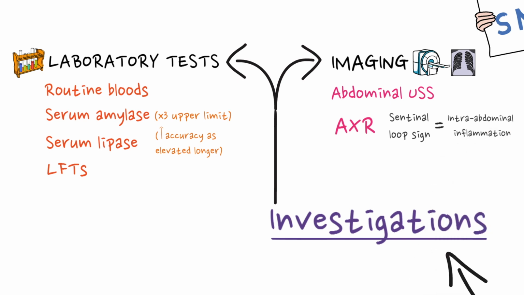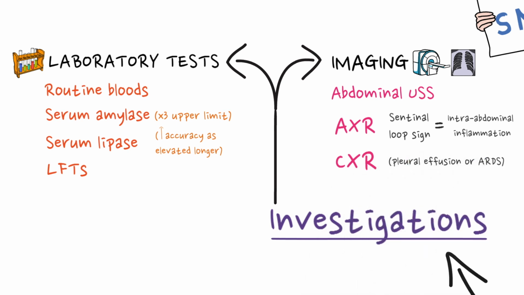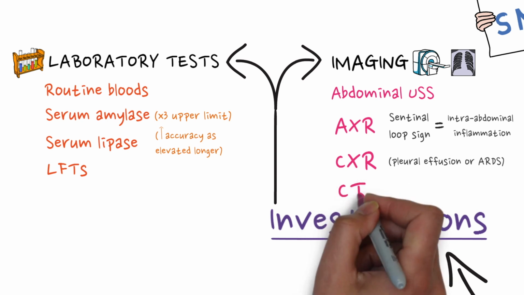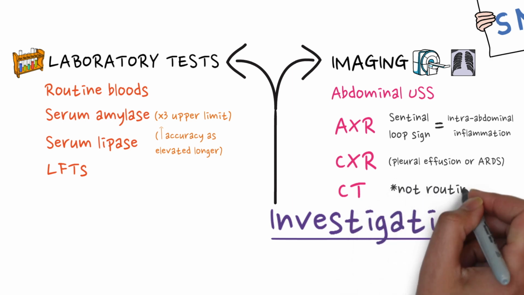in appendicitis. A chest X-ray may also be done to check for complications such as pleural effusion or acute respiratory distress syndrome, which are associated with pancreatitis. Finally, CT scans can be done. Again, these are not routinely undertaken in the first instance.